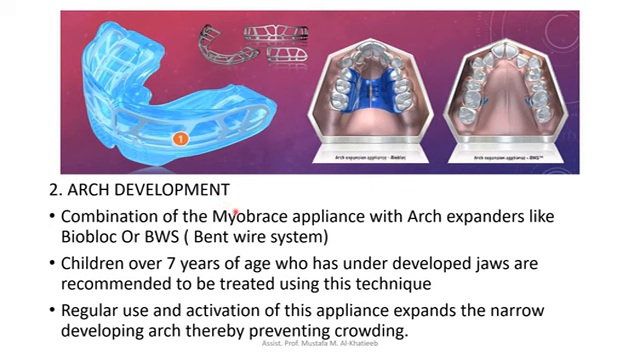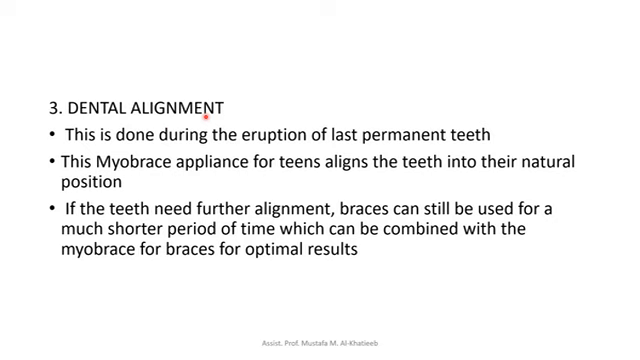The second step for the treatment is arch development. It's a combination of the Myobrace appliance with arch expansion like Bioblock or the Farrell bent wire system. Children over 6 years of age who have underdeveloped jaws are recommended for treatment with this technique. As we said, use A1 with the Farrell bent wire system, and regular use and activation of this appliance expands the developing arch.